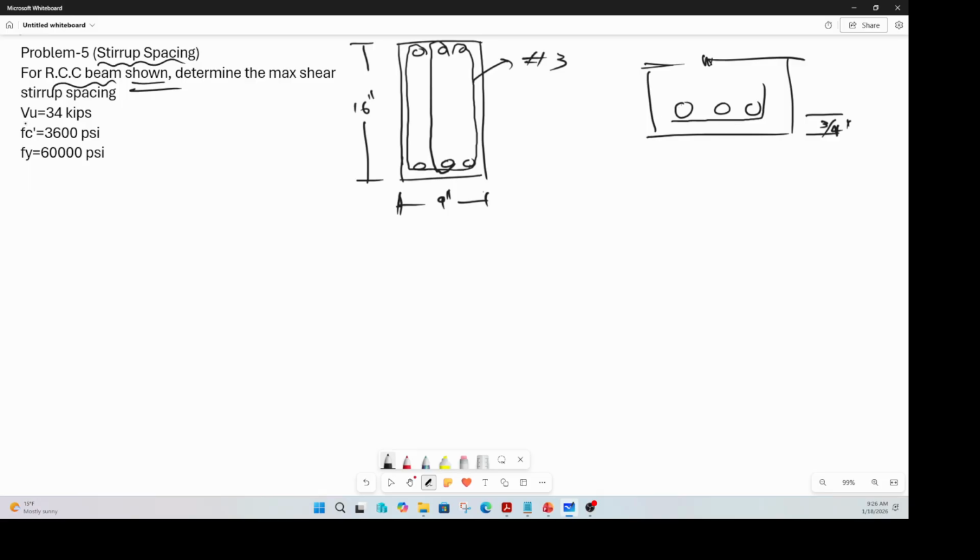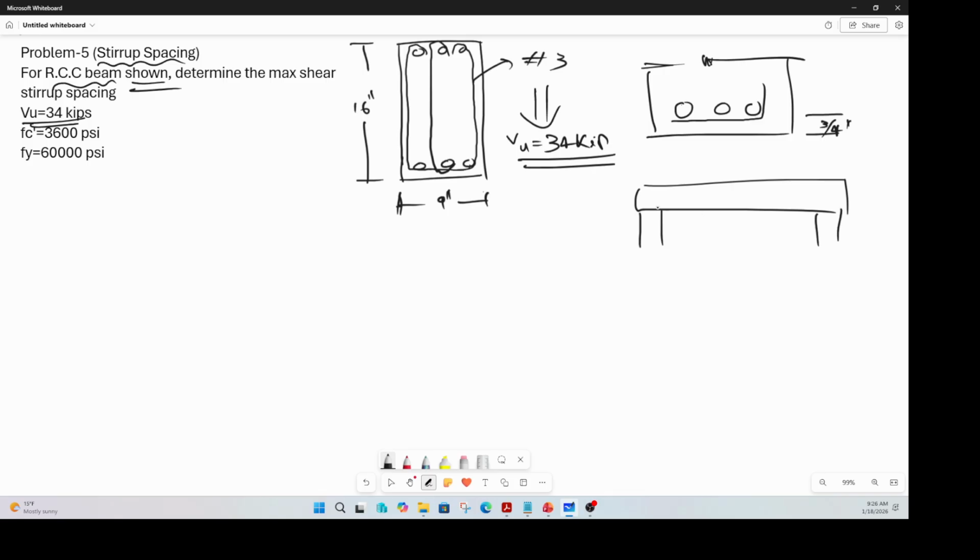So we start by the shear to which this whole thing is subjected, Vu, the factored shear, is 34 kips. Let's see the beam in the other direction: bottom reinforcement, this fellow here, right? Top reinforcement, that fellow there, and then a bunch of stirrups, correct? You need to find out what the spacing of these stirrups is, right?